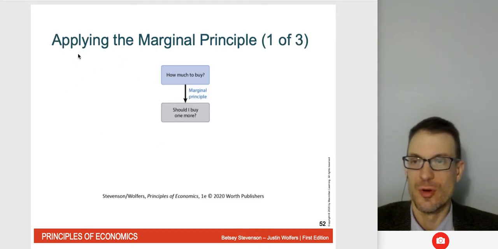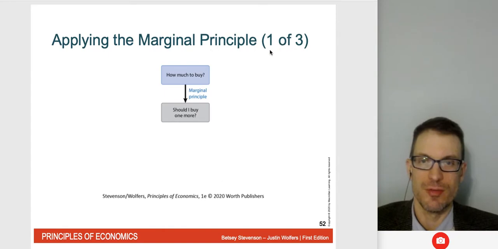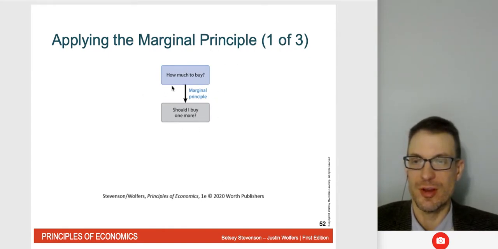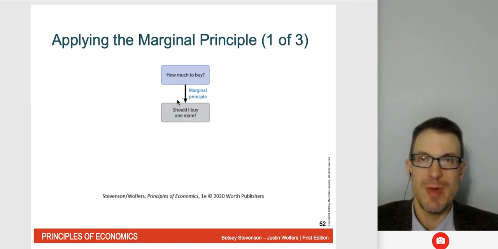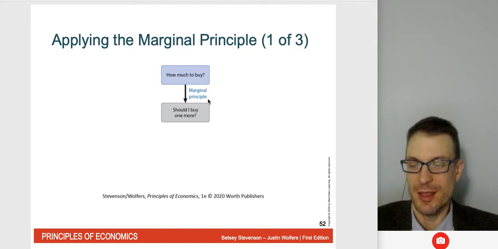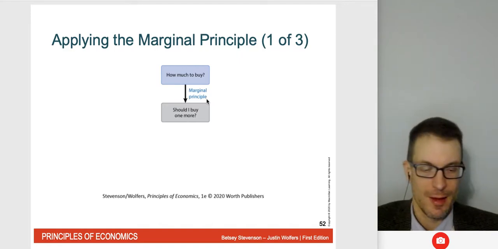All right. So applying the marginal principle, think of a sort of breakdown here. How much to buy, right? Well, we can make this an application of the marginal principle by recasting this as, should I buy one more, right? If the question is how much to buy, how much coffee should I buy, how much Gatorade, how many bottles of water, right?